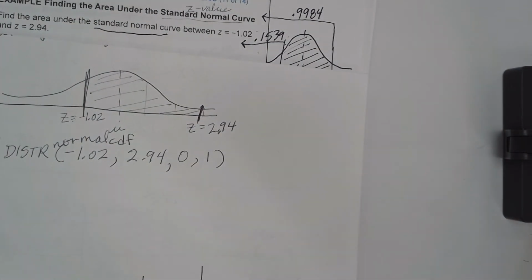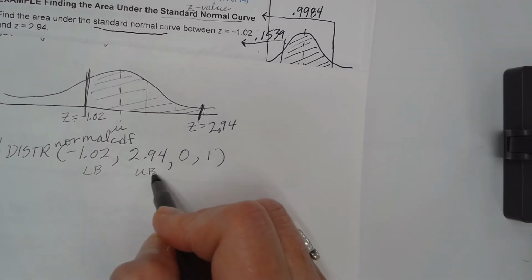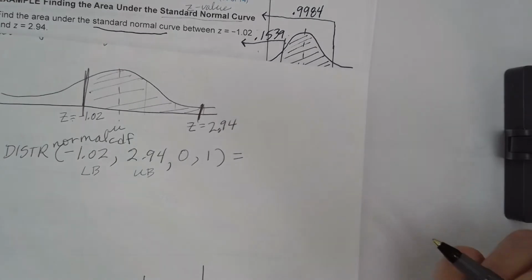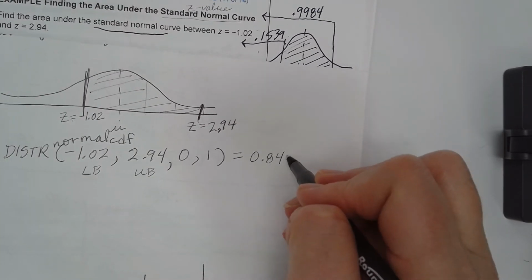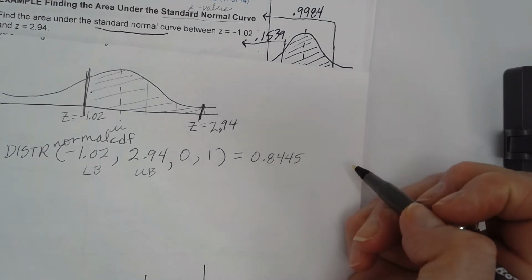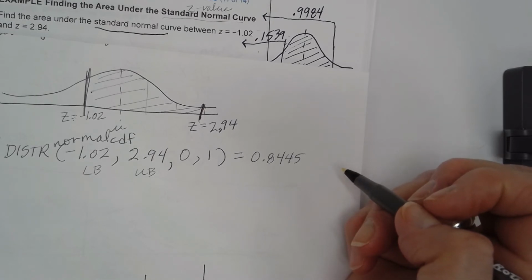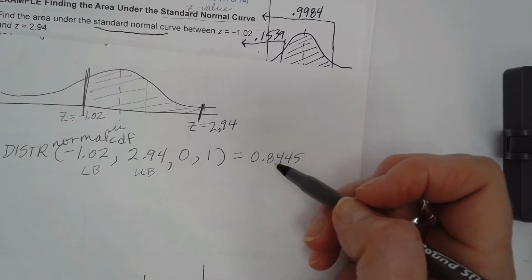Okay, so second distribution, normal CDF, the lower boundary of our shaded area, the upper boundary of our shaded area, and then 0 and 1. 0.8445. So that's how you would find that using the calculator.